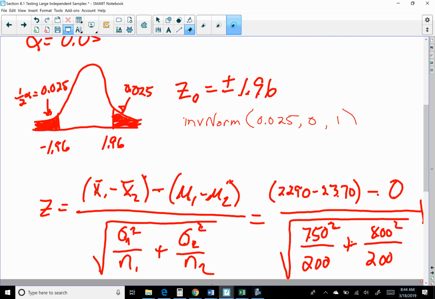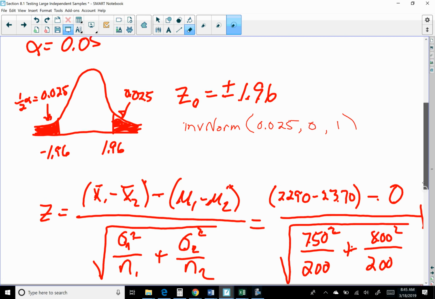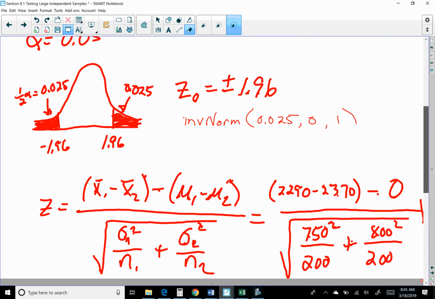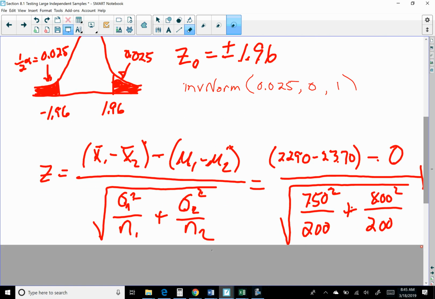Right, and this is the sample mean of population 1 minus the sample mean of population 2, minus our null hypothesis, which is the mean from population 1 minus the mean from population 2. Again, from our null hypothesis, we always assume that they are equal. We always assume that the null is correct until we've proven otherwise. So since they are equal, this is equal to 0.